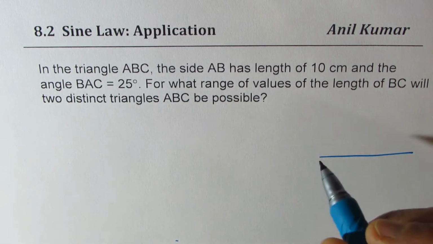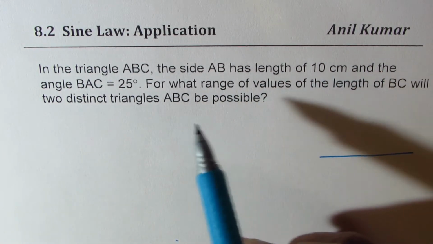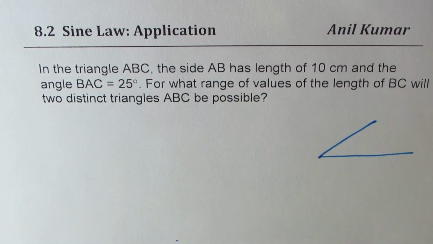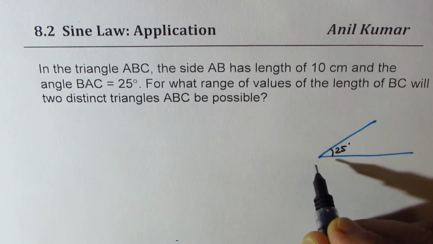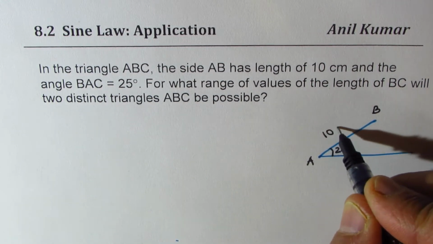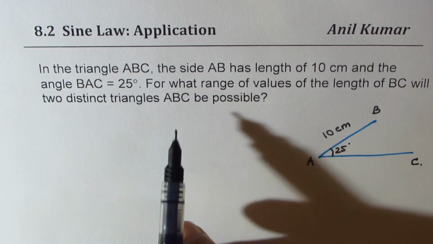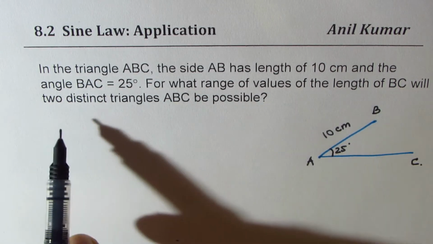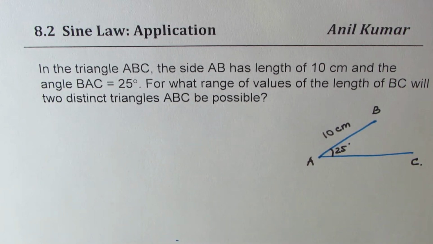Let's say this is our point A. We are given AB has a length of 10 centimeters and the angle at A is 25. So let's say this is the angle at A, which is 25. And let's say this is the point B, which is 10 centimeters away. So here we have a point C. Now, for what range of values of length BC will two distinct triangles ABC be possible?